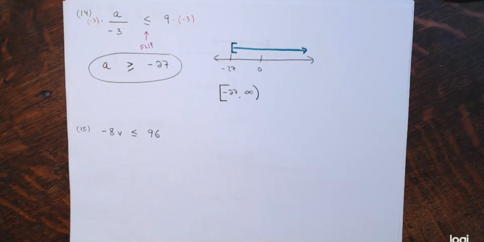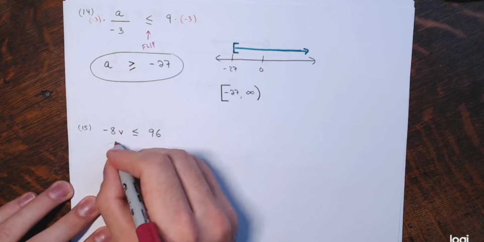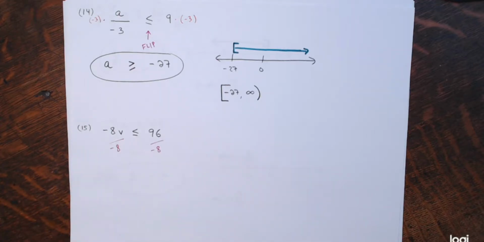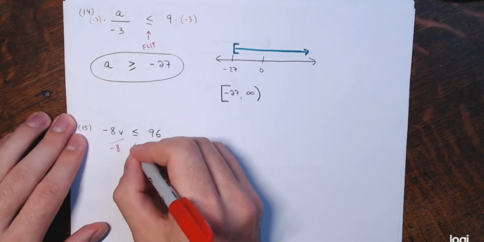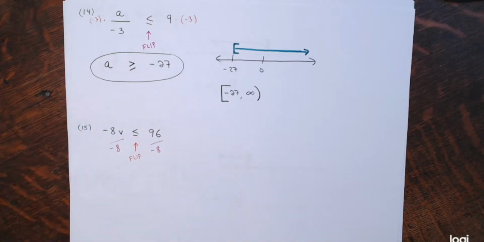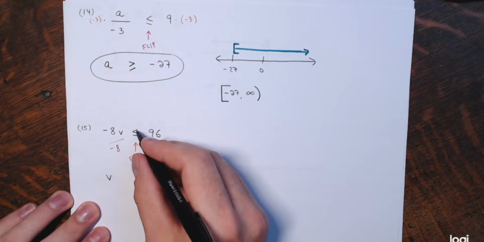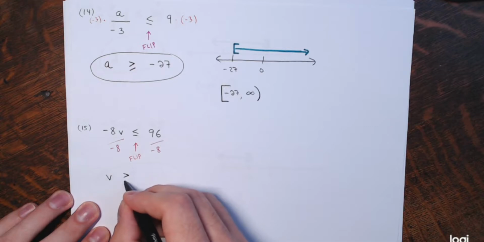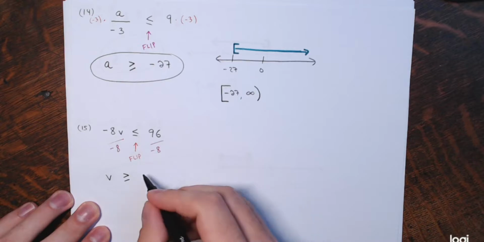All right, example 15. Now I want this v alone. It's being multiplied by negative 8, so I divide by negative 8 to undo that. And just as before, when you multiply or divide both sides of an inequality by a negative number, the direction of the inequality will change. You're going to flip the inequality symbol. So now I have v on the left because the negative 8's canceled. And instead of is less than or equal to, it's going to be now is greater than or equal to. Flip the symbol. And then 96 divided by negative 8 would be negative 12.